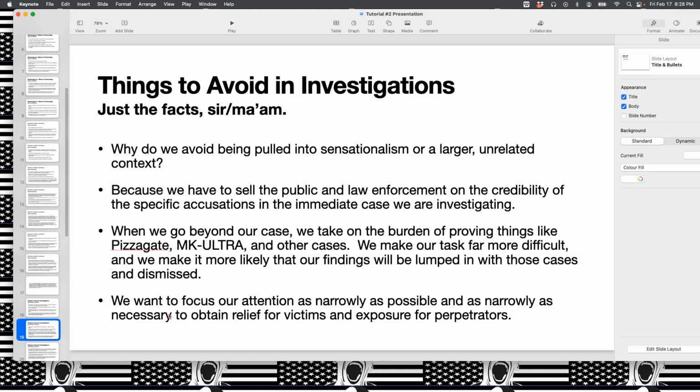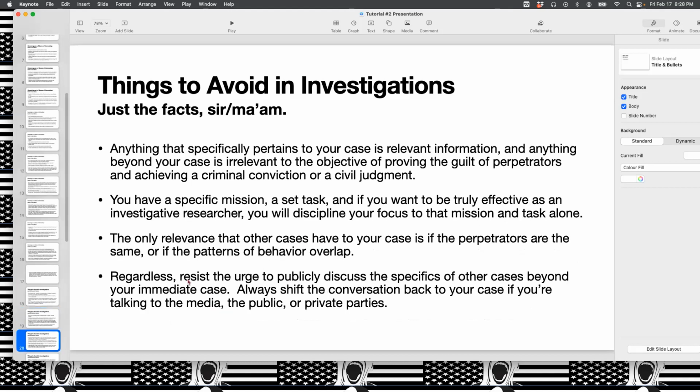We want to focus our attention as narrowly as possible and as narrowly as necessary to obtain relief for victims and exposure for perpetrators. So anything that specifically pertains to your case is going to be relevant information. And anything beyond your case is irrelevant to the objective of proving the guilt of perpetrators and achieving a criminal conviction or a civil judgment.